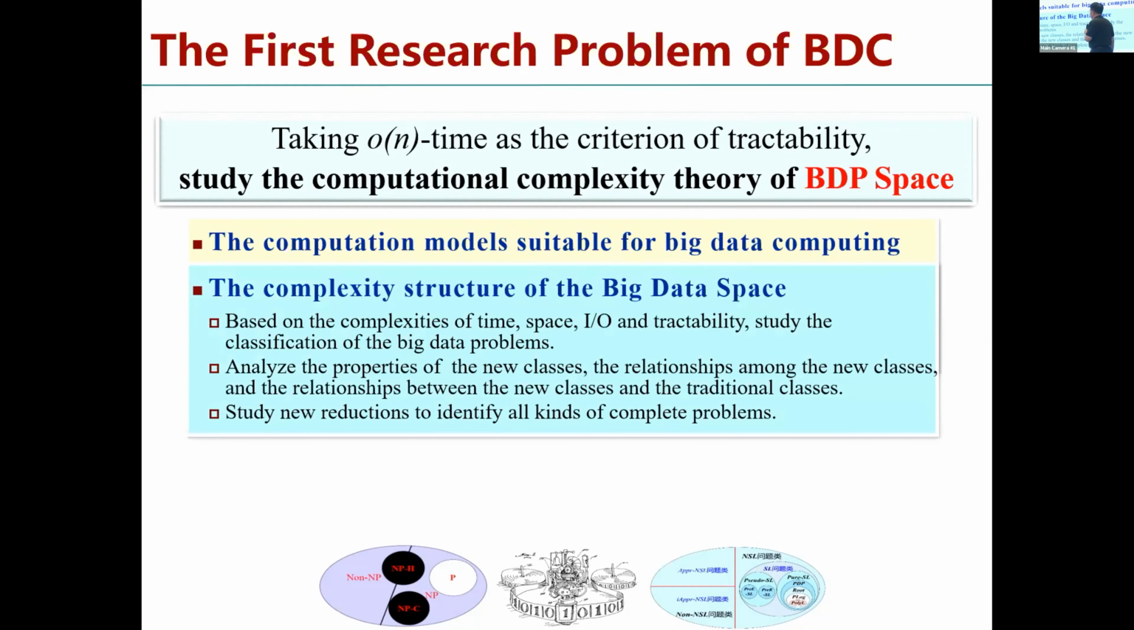Second, we need to study the complexity structure of the big data space. Based on the complexities of time, space, I/O, and tractability, study the classification of the big data problems. Then, analyze the properties of the new classes, the relationship among the new classes, and the relationship between the new classes and the traditional classes. Finally, we need to study the new reduction to identify all kinds of complete problems.